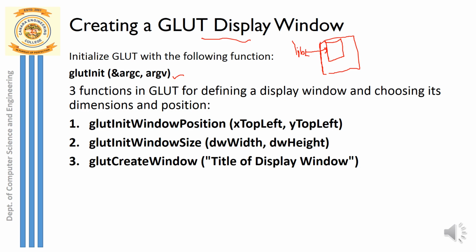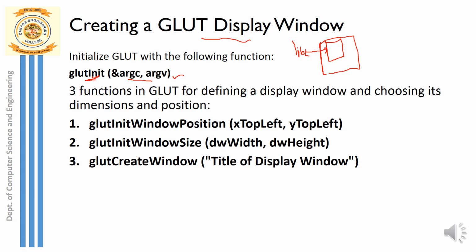So you have to pass the parameters, that is the command line arguments. You can say it is the number of arguments and the argument list. So you have to pass it as a parameter. This is the very first function inside the main, without which you cannot have any interaction with the library. You cannot make use of any OpenGL functions which are defined within the library, okay.